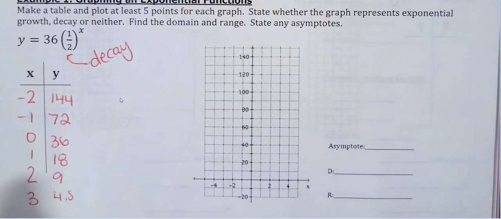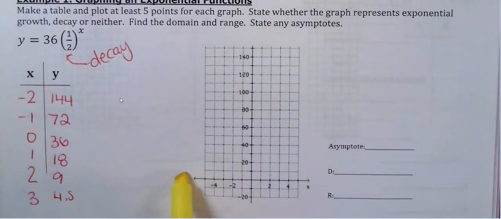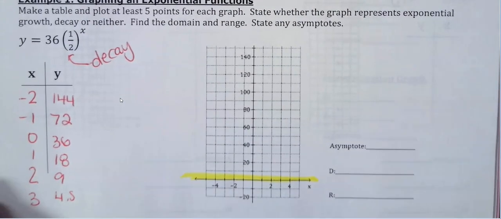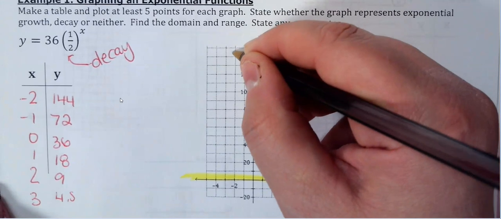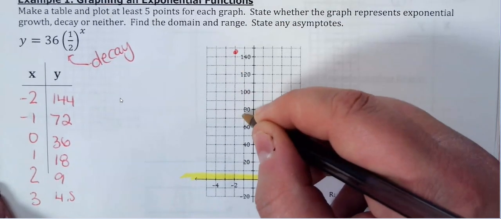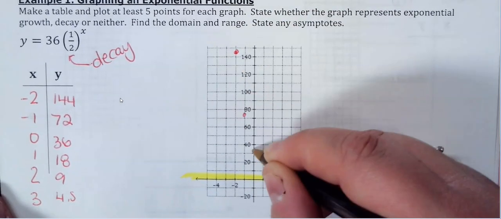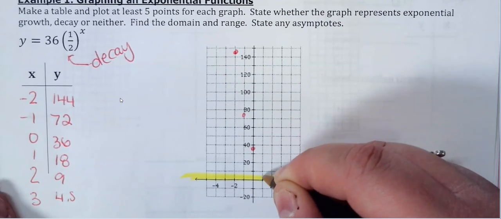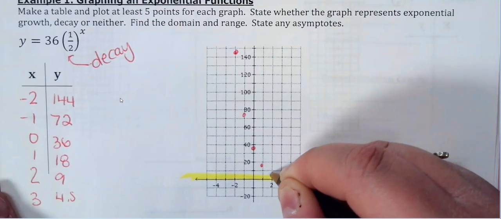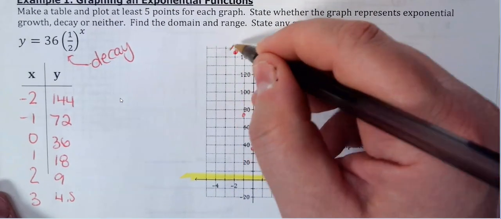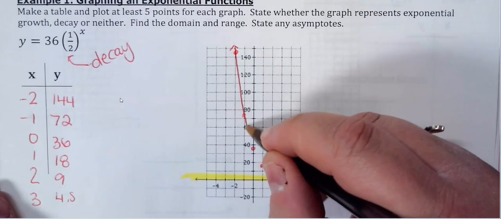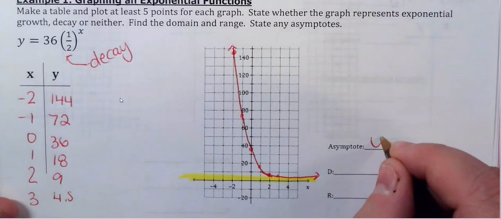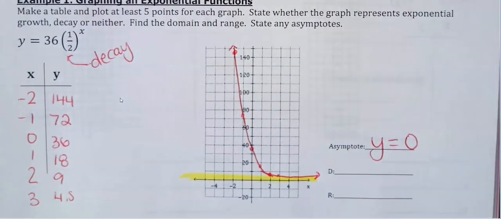And this should get, just like the last question, really close to the x-axis, but it should not touch it, not go over it. And it should have the same asymptote, which is just going to be the x-axis, which is y equals 0.